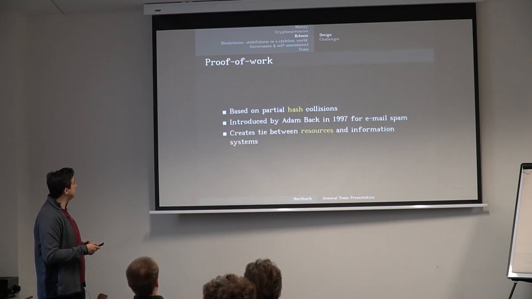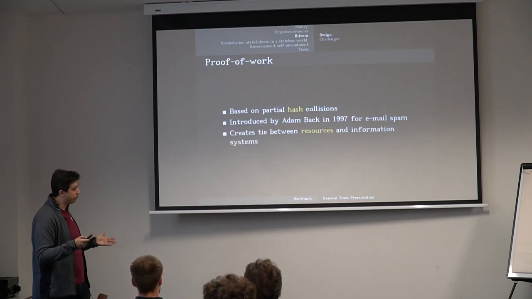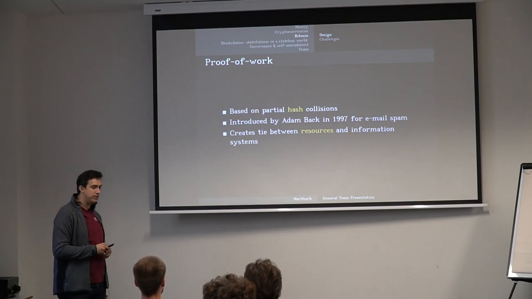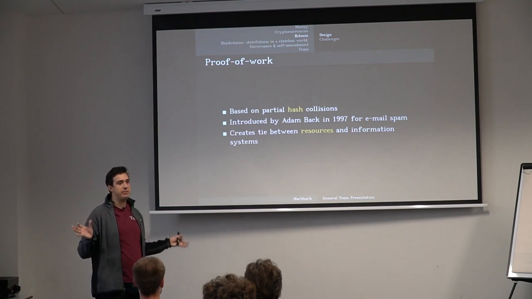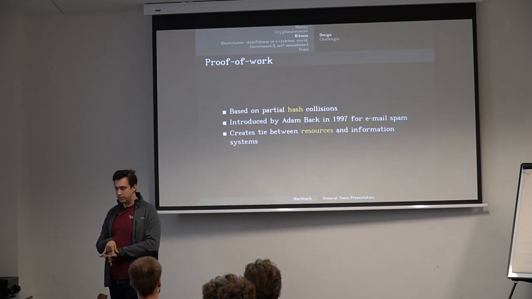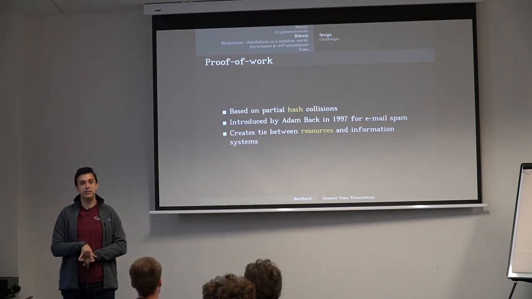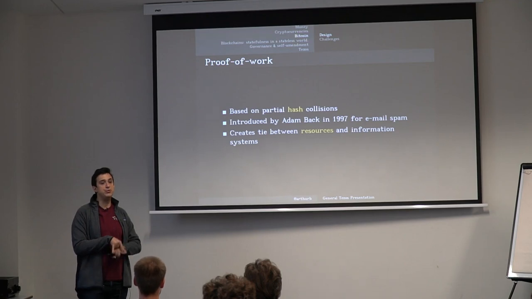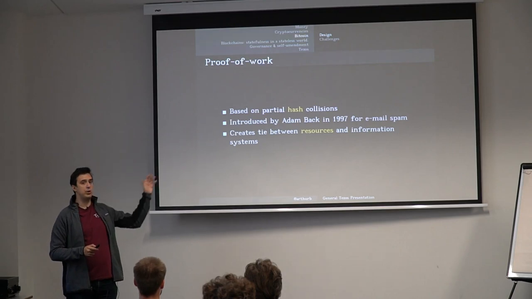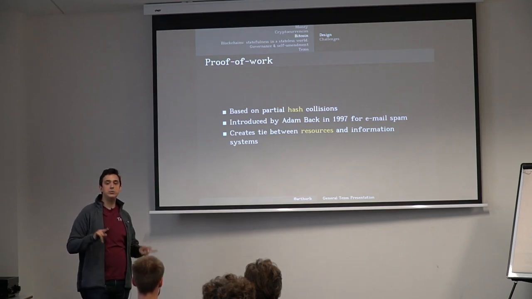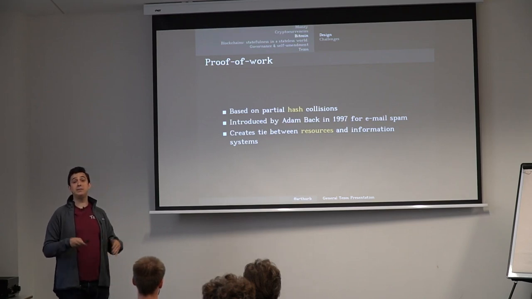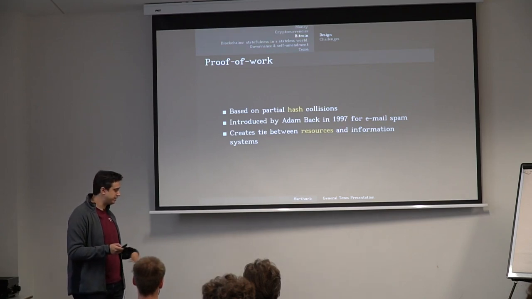And so in terms of design, it uses proof of work. What is proof of work? Proof of work is a concept based on a partial hash collision. A hash collision is when you take two different messages, you put them through a cryptographic hash function, and they give you the same hash. Now, if your cryptographic hash function is well designed, you're not going to be able to do this. It would be computationally infeasible to find a collision. However, you can ask for a partial hash collision. You could say, I would like two hashes to match in their first 10 bits, for example, or 15 bits.